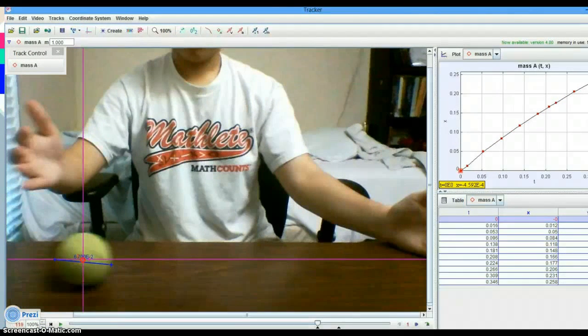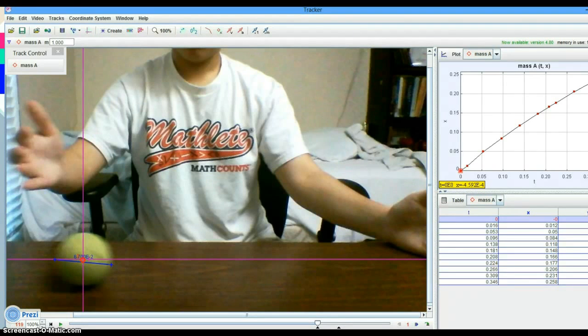This is the Tracker program that we are going to use to analyze the motion of the ball. I chose to use the frames from 119 to 129, because at the beginning the ball is speeding up and near the end the ball is slowing down, so the velocity is not constant.